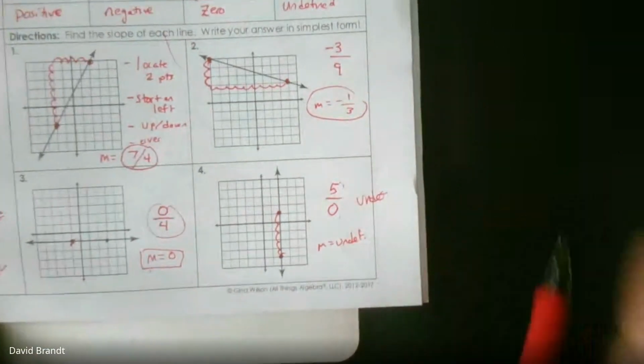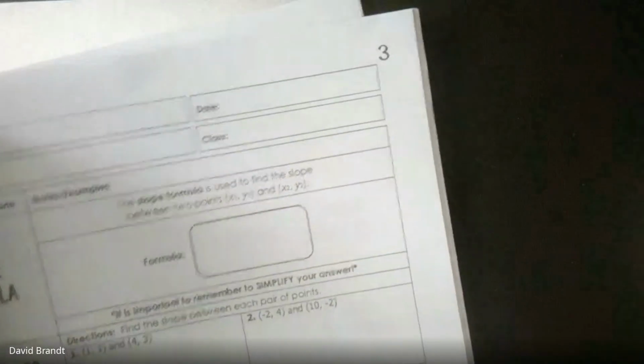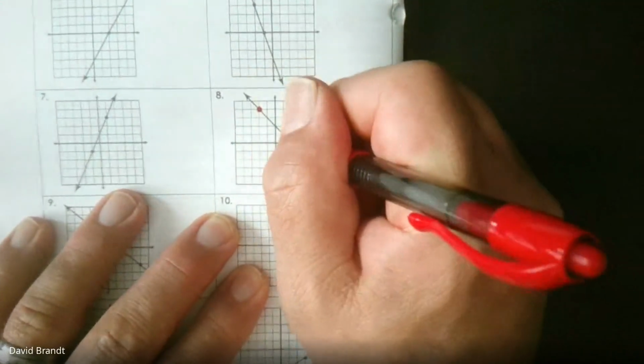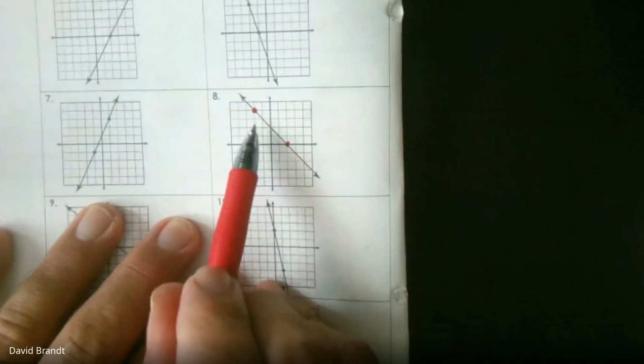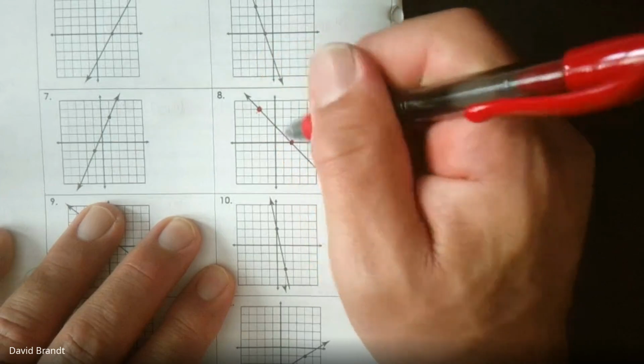All right, let's just do one more, just in case that's a little confusing. Let's go to page 2, and let's just do one of these. All right, so I'm going to pick, let's just do number 8. I locate 2 points. Pick the one that's furthest to the left. Pick this one. And you notice I have to go downhill.